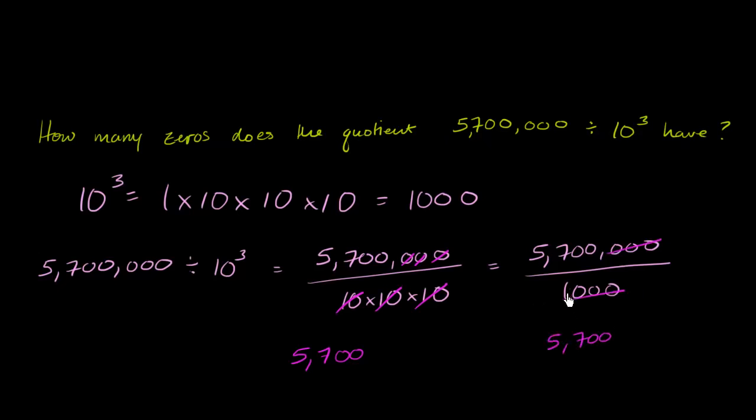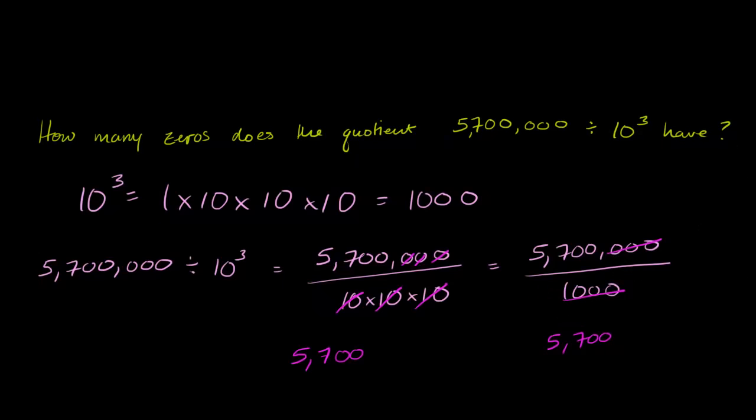Now, just to be clear, I could only do this because this was 1,000. If this was like 3,000 or something, I could think of this as 3 times 1,000, and then I could only cancel out the 1,000 with these zeros, but the 3 I would then have to divide separately. But only because I'm straight up dividing by 1,000. I'm dividing by a power of 10. I have 3 zeros here. I can cancel it out with 3 zeros there.